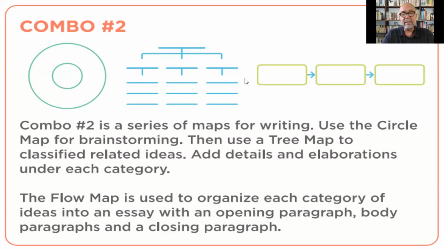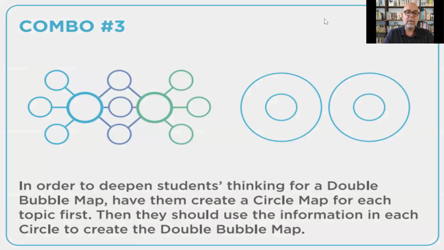Combo map number 2 here, these are all straight from the Thinking Maps program, is the circle tree flow. Same kind of idea, just taking it to the next level and understanding that your categories are a sequence, and so they're being turned into a flow map. But you see, they still start this with a circle map because it's a good way to just get ideas down before you start getting highly organized like this.